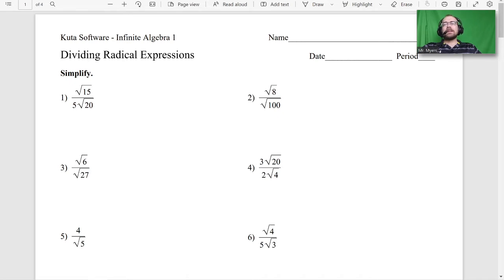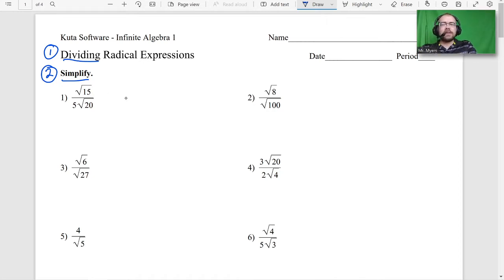This is dividing radical expressions. So one of the first things we want to do is divide. Step one is dividing, and step two is simplifying. They kind of gave you the steps in the directions. This is a lot like the previous video on multiplying radical expressions, because multiplying and dividing are pretty similar, like two sides of the same coin.